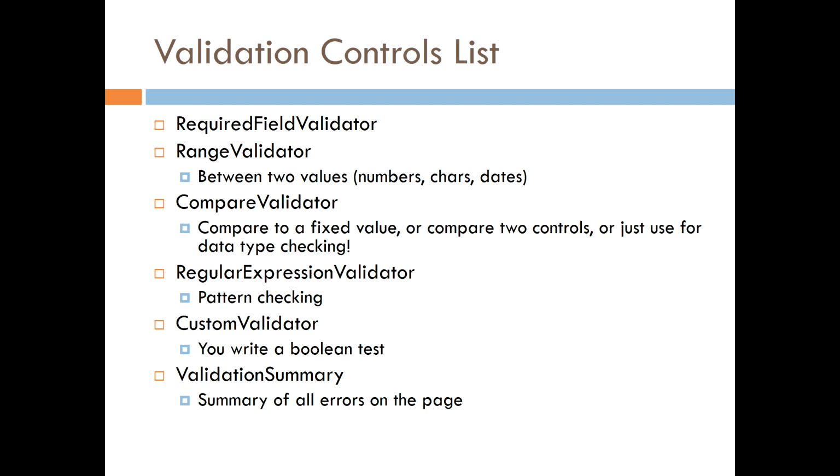Range validator, okay? This is built in, so you just specify the minimum, maximum value, the data type you're looking at. Could be a range of dates, a range of numeric values, whatever, alphabetic values even, right? And then it will just validate that it's in that range.